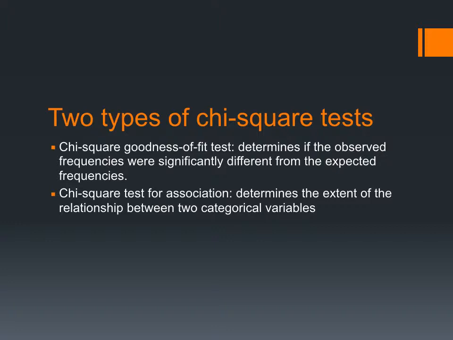Now, the second type of test that we're going to look at is called a chi-square test for association, and it looks at the relationship between two categorical variables. In this way, it's kind of similar to the Pearson R, which looked at the relationship between two continuous variables. So we'll talk about examples in each of these.